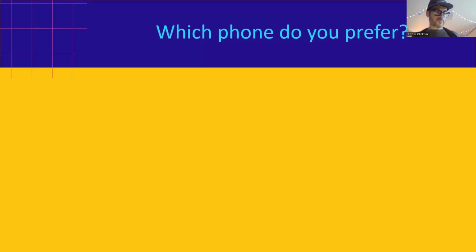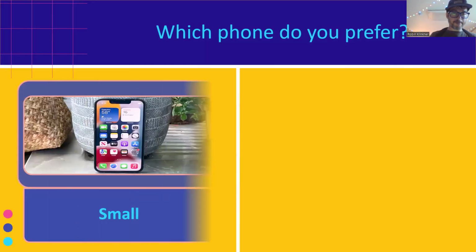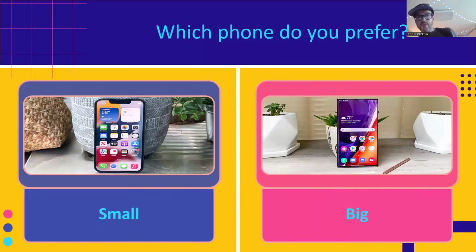All right. So now, which phone do you prefer? Do you prefer a small phone or a big phone? Do you prefer a phone that is small or a phone that is big? So that's how we can use the adjective clauses.